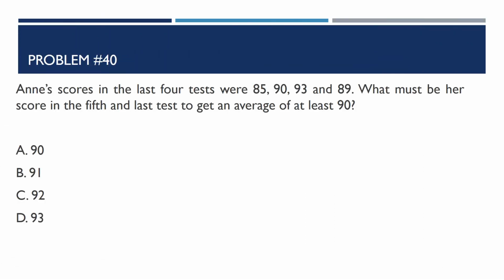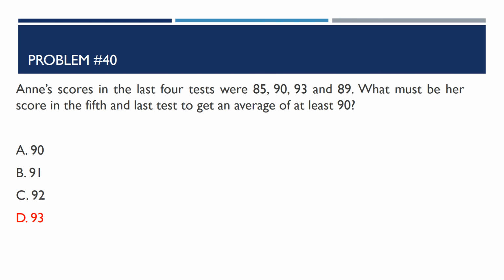Number 40. Anne's scores in the last 4 tests were 85, 90, 93, and 89. What must be her score in the 5th and last test to get an average of at least 90? So let's find the answer. The answer for this problem is 93. So how do we get 93?